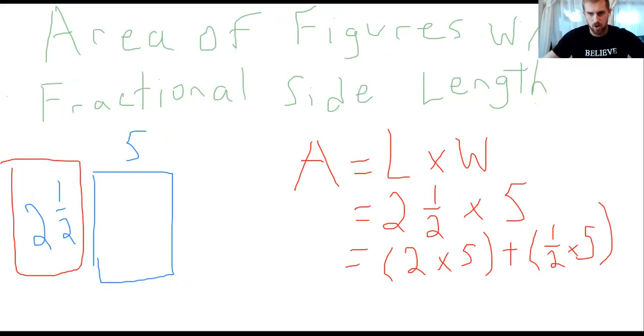Now all we do is just multiply our parts. We already know 2 times 5. That's going to give us 10. And then we're going to have plus half times 5. Oh boy. This is where it gets tricky. This is where we have to break up our 5 into different parts.